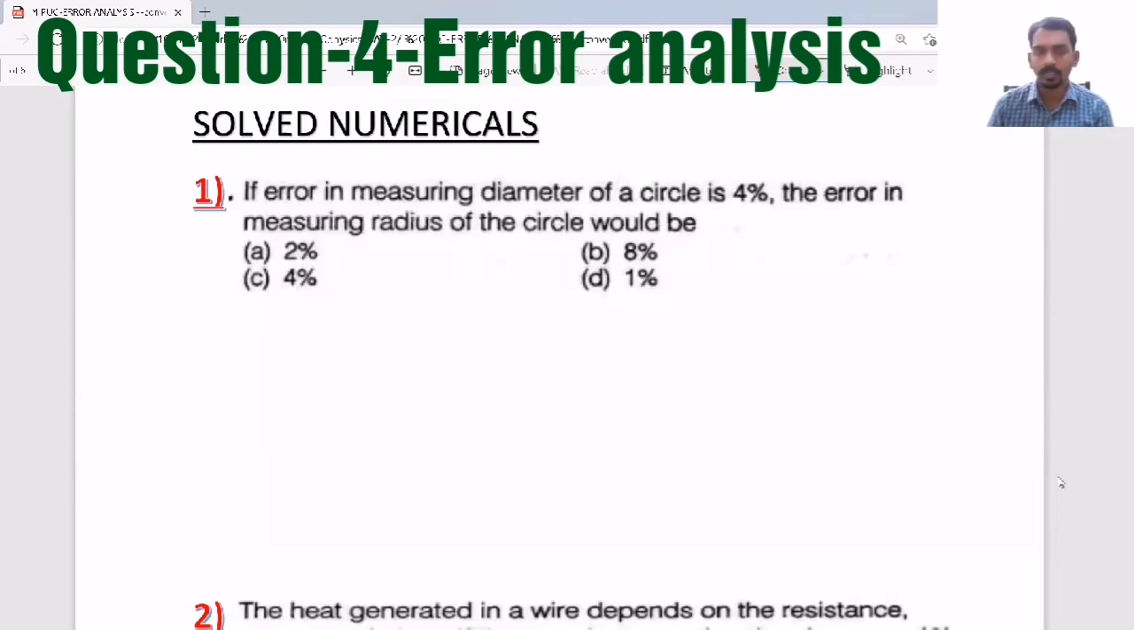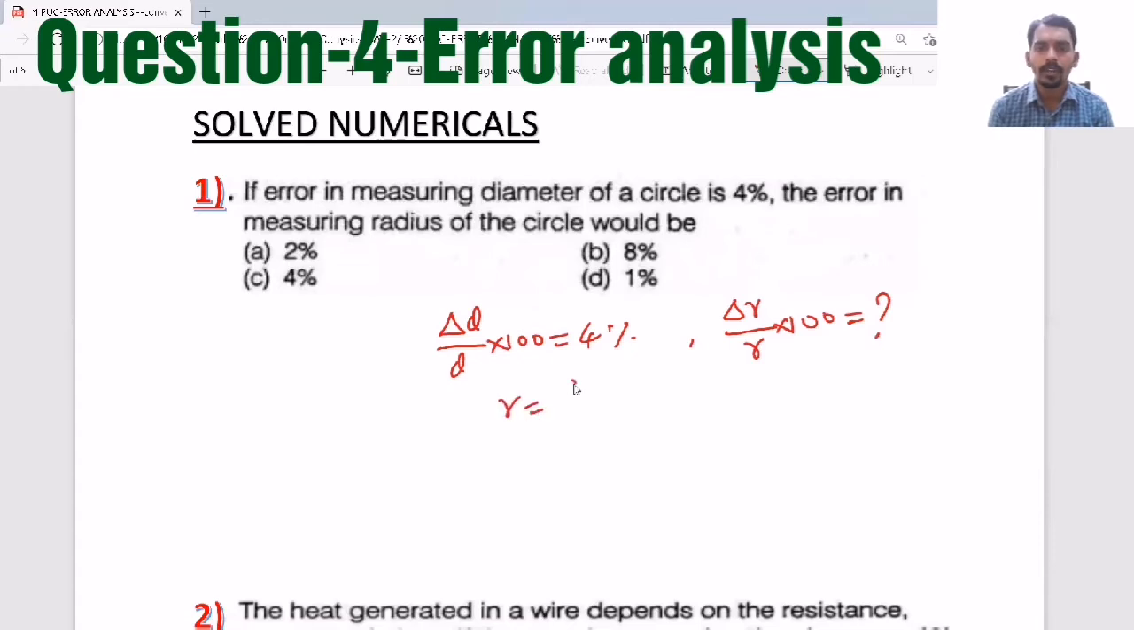Like here, the first question: if the error in measuring the diameter of a circle is 4%, what is the error in measuring the radius of the circle? So they have given the percentage error in the diameter. Percentage error in the diameter means delta d by d into 100. That value they have given as 4%. And they are asking the percentage error in the radius, which means delta r by r into 100.